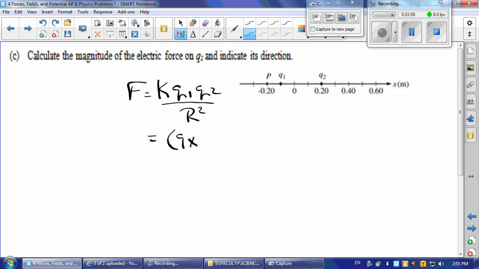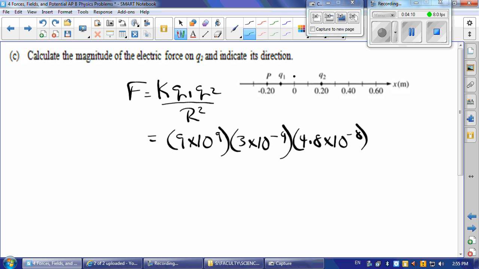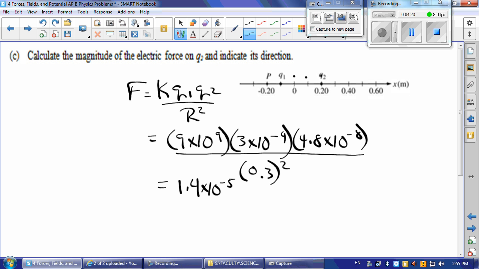9 times 10 to the 9th, 3 times 10 to the negative 9th, 4.8 times 10 to the negative 8th. And the distance between them is 0.1, 0.2, 0.3 squared. And once you solve that out, you find the force between them is just 1.4 times 10 to the negative 5th newtons. We need to indicate its direction. Well, since they are opposite charges, you could say this is the force on Q2, so this would be to the left. And don't forget your units.